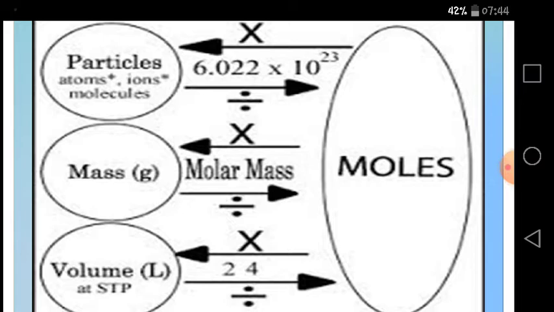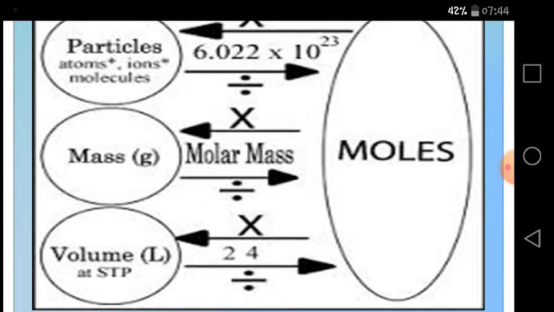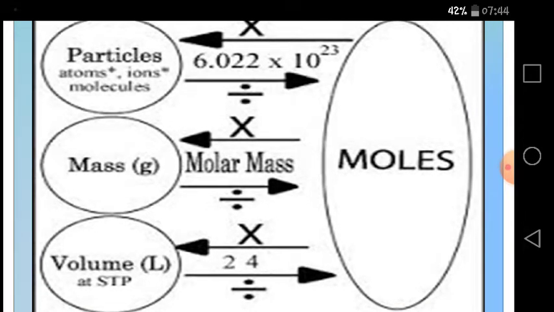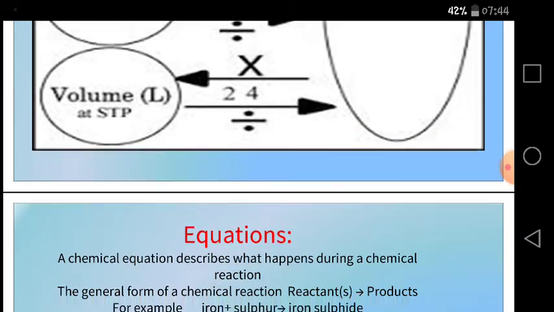If volume of the gas is given, we have to divide with the 24 cubic decimeter, we will be able to get the number of moles. And if the number of moles of a gas is given, then we have to multiply it with 24 cubic decimeter, and we will be able to get the volume of the gas. So this is the thorough explanation to you how we can convert the moles into particles, mass, and volume, and particles, mass, and volume into the moles. Please memorize this, and this will help you a lot.